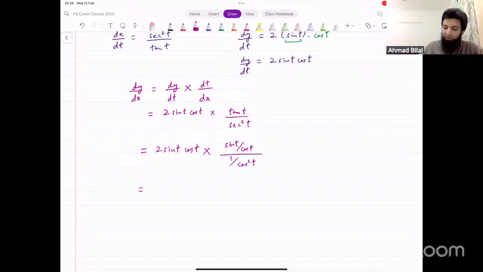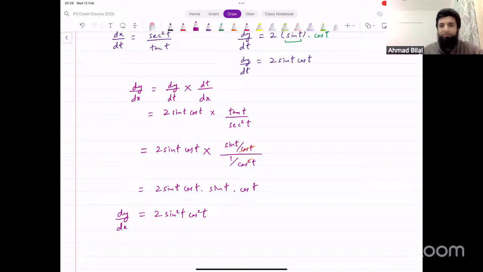Okay, now let's simplify this further. It becomes 2 sine t cos of t. In the numerator, we have sine of t. We can cancel out 1 power of cos with this, and 1 cos goes to the numerator, and we have another cos here. This is what we get, which simplifies to 2 sine square t cos square t. This is what we are getting as dy over dx. Any problems with this? Any problems with the first part?